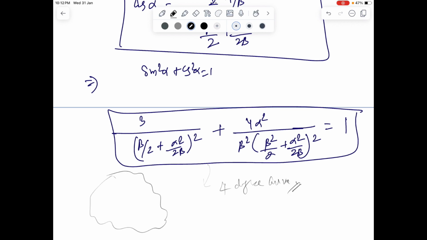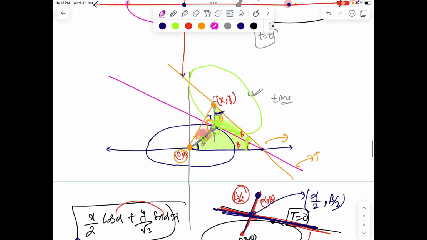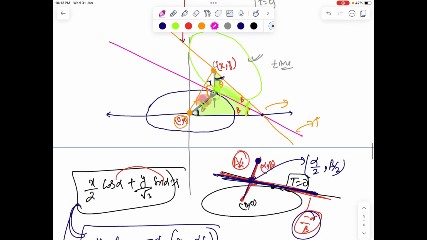And clearly it's not a circle. So the locus that we'll get is something like this. It will be deviated from the circle.